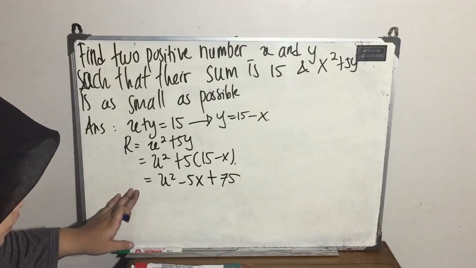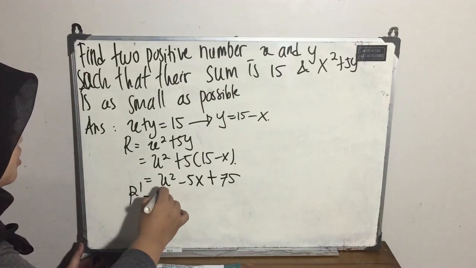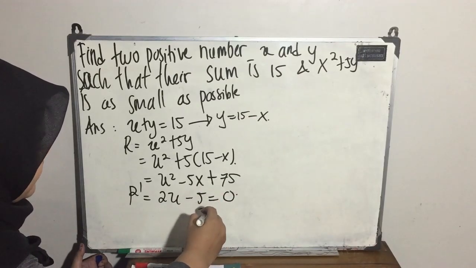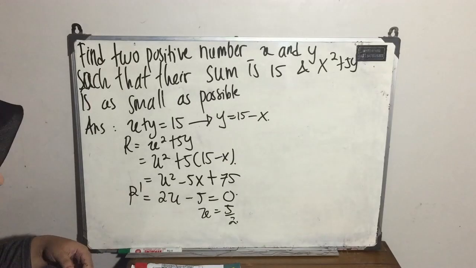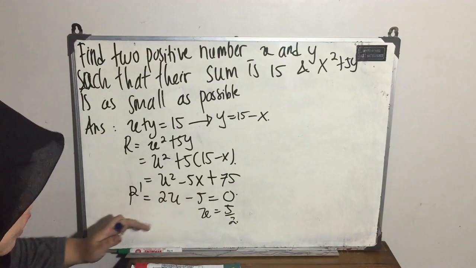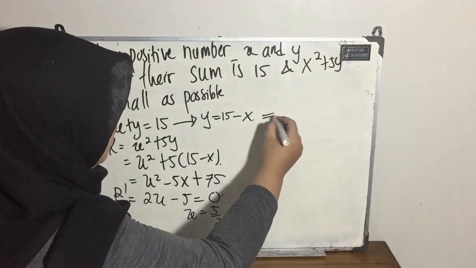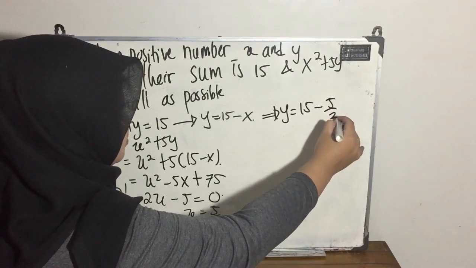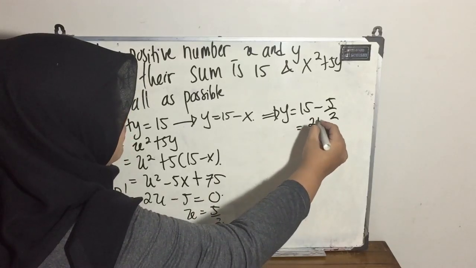Okay, so you need to find the derivative of this one. The derivative is 2x minus 5 equal to 0. So you will get x equal to 5/2, everyone. Because now we're talking about from here, you can continue to substitute from here: y equal to 15 minus 5/2, which is 25/2.